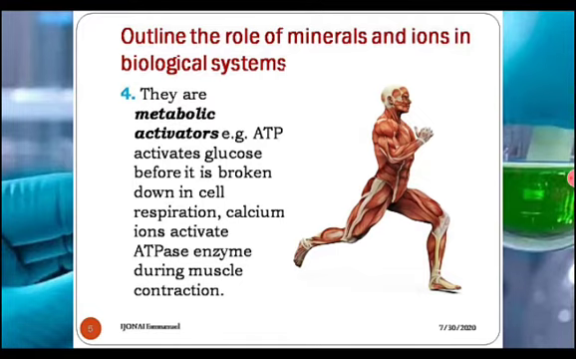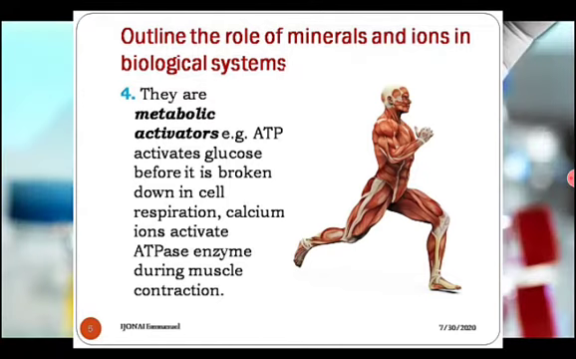What is a metabolic activator? It is a compound or a molecule that speeds up the process of metabolism in the body, or a metabolic reaction in the body. For example, ATP activates glucose before it is broken down in cell respiration. You remember the process of glycolysis very well, where ATP plays a key role in the process of breakdown of glucose.